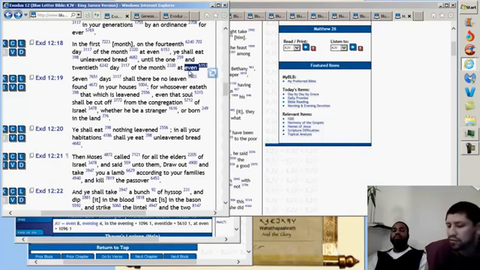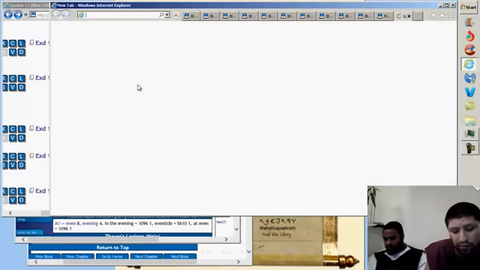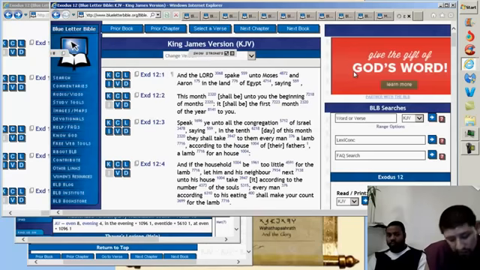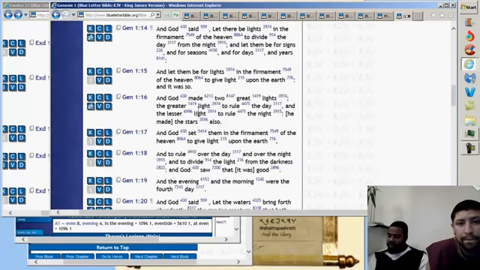So now we'll get Genesis 1 and 14 again. Let's bring that back up. So now we're going to go back to Genesis 1 and 14, just for a quick reference. Genesis 1 and 14, verbatim: "And God said, 'Let there be lights in the firmament of the heaven to divide the day from the night, and let them be for signs and for seasons and for days and for years.'" Okay, so we're going to keep this up.